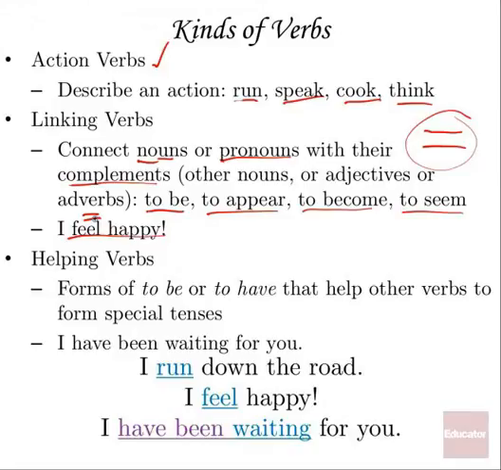Then you have helping verbs. These are usually forms of to be or to have that help other verbs to form special tenses. Helping verbs always show up with another verb right next to it to form tenses, and we'll get to tenses in a minute. So, for action verbs, we have a sentence like, I run down the road. Run is an action verb. It's something you do. Very simple. For a linking verb, we have, I feel happy. Feel is our equal sign verb. And for helping verbs, you have, I have been waiting for you. Now, waiting is an action verb. It's something you do. But have been is a helping verb that helps to form a new tense out of waiting. We'll get to tenses.